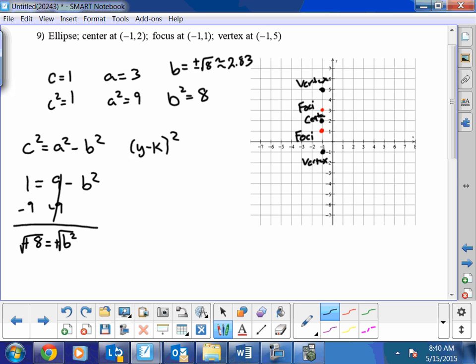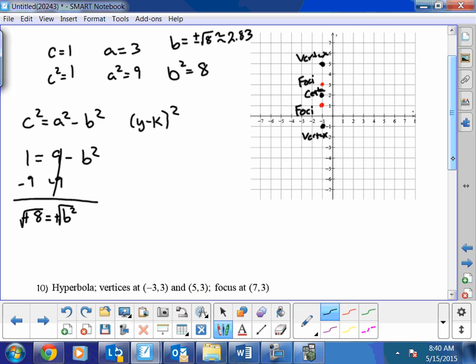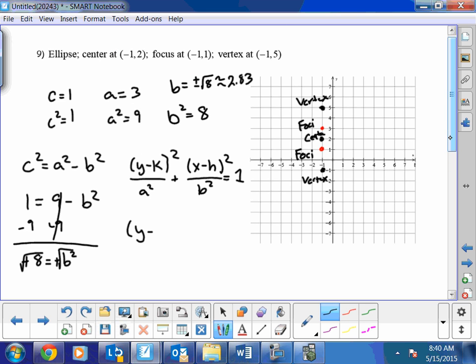Okay, great. So we know that b is this. Now we're rewriting the equation because in this case we have a squared as being the largest, and then x minus h squared over b squared equaling 1. So what we're going to have is this. We'll have y minus, my center was given at negative 1, 2, so that means it's going to be 2, squared, over my a squared, which was 9. Plus x plus 1 squared, because that's a negative 1, over my b squared, which is 8. It's going to be equal to 1.